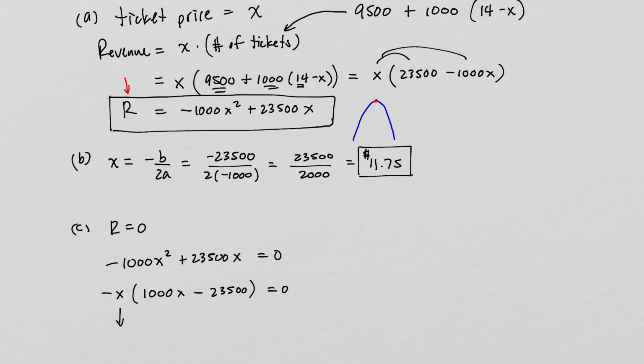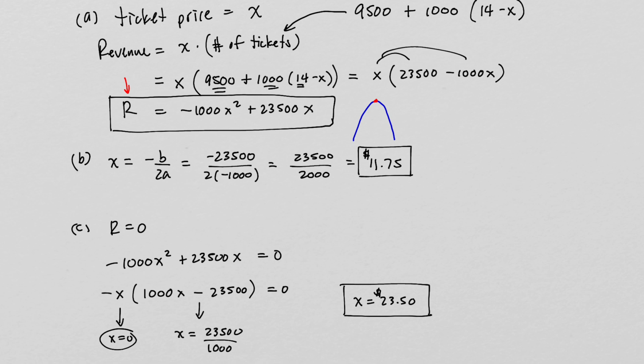And clearly one way this is going to be 0 is if x itself is equal to 0. And so that should make sense. If you charge $0 for the tickets, you're going to get 0 revenue. But also if I set this one equal to 0, I'm going to get x equals 23,500 divided by 1,000. And this is 23.5, which translates to $23.50. If you charge this much for tickets, nobody will attend the game and you will make no revenue. And that concludes this video lesson.